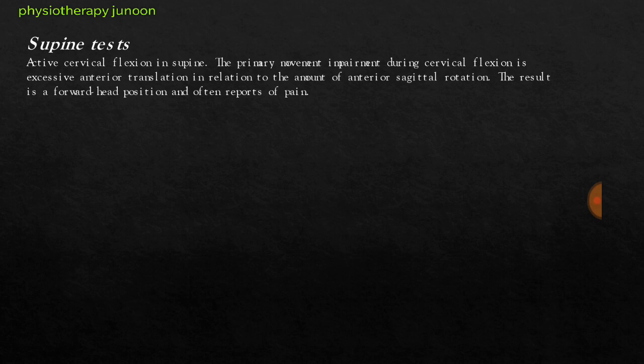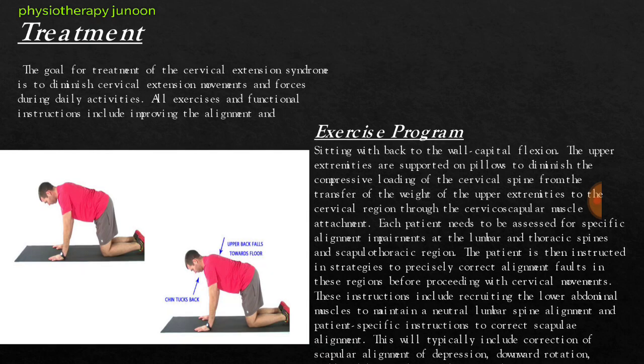Then we proceed to the treatment part. The goal of treatment of cervical extension syndrome is to diminish the cervical extension movements. First, we settle the goal, and our goal is to diminish the cervical extension movements and forces during daily activities. All exercise and functional instruction that improve the alignment and movement impairment are clearly described, okay, to the patient.